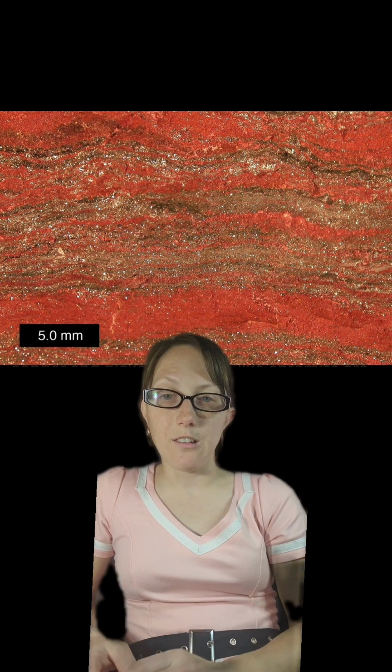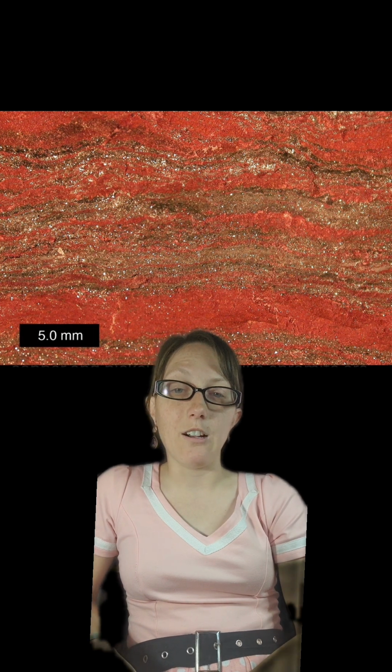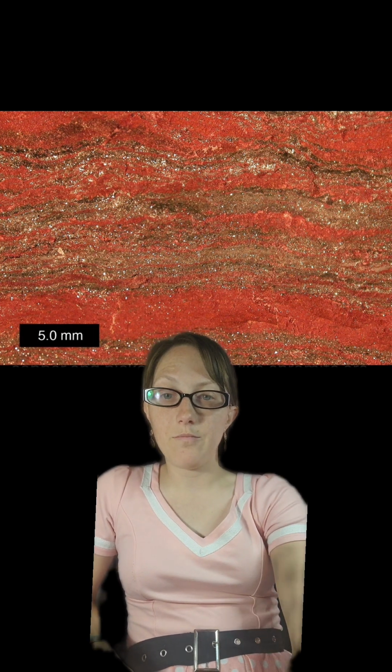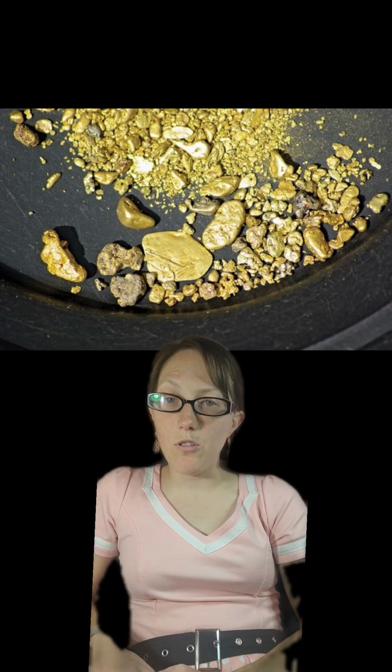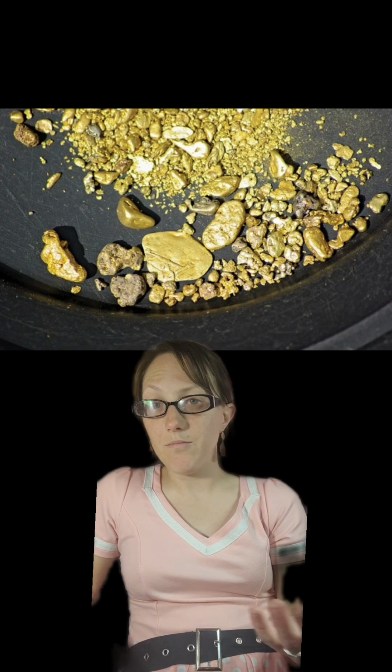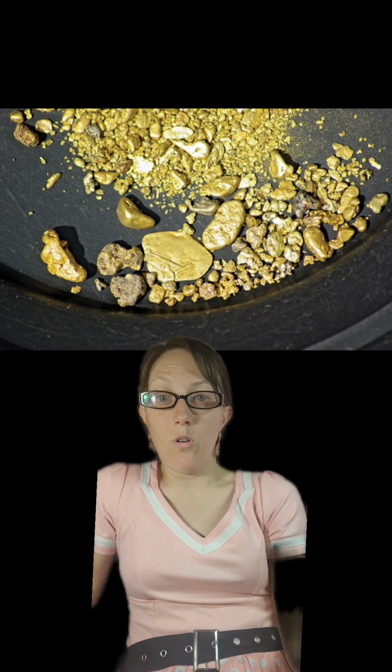Like, this is a ridiculously high concentration of iron. And frankly, isn't it gorgeous? Another sedimentary deposit that we've talked about previously with gold are placer deposits, where you can find, well, gold.